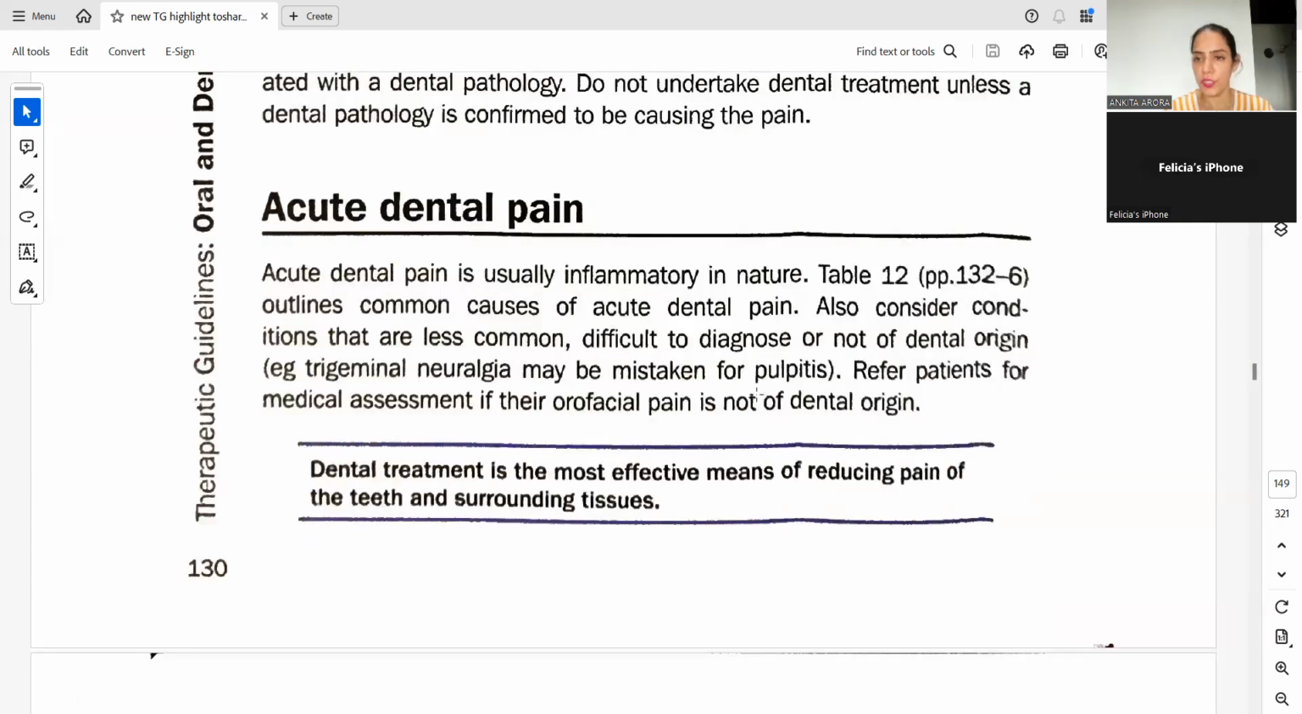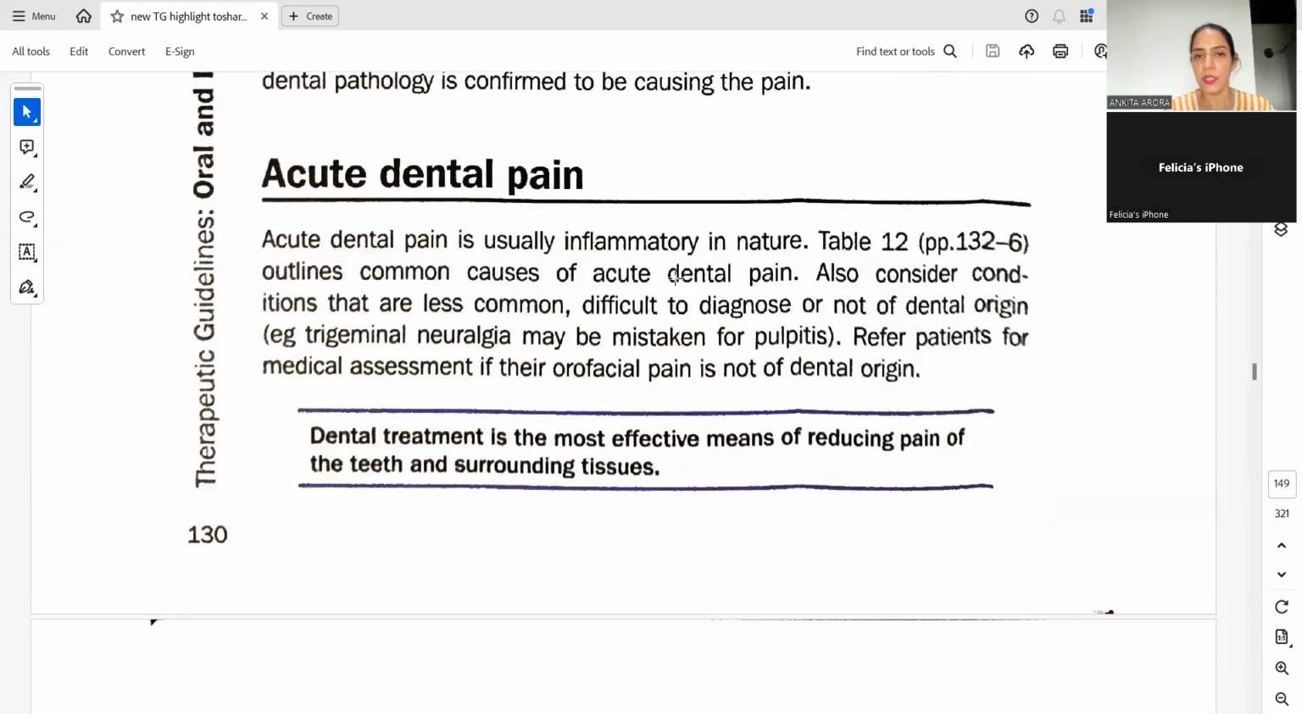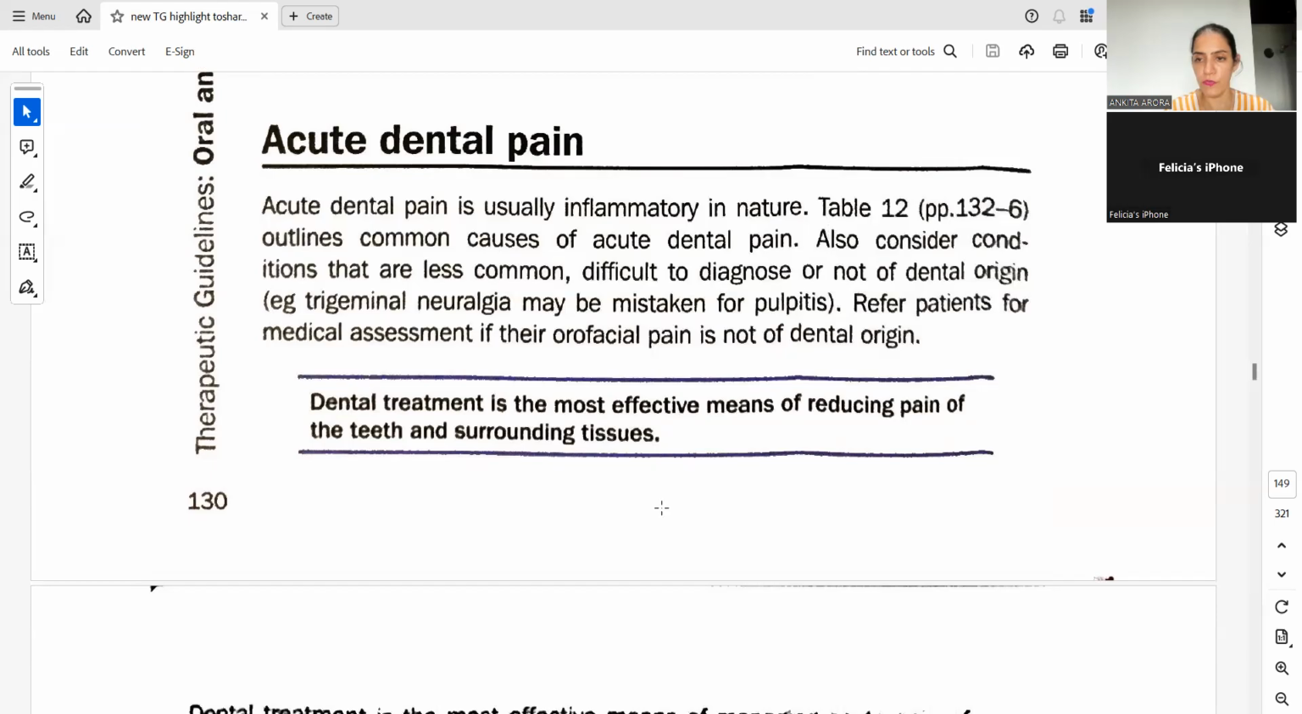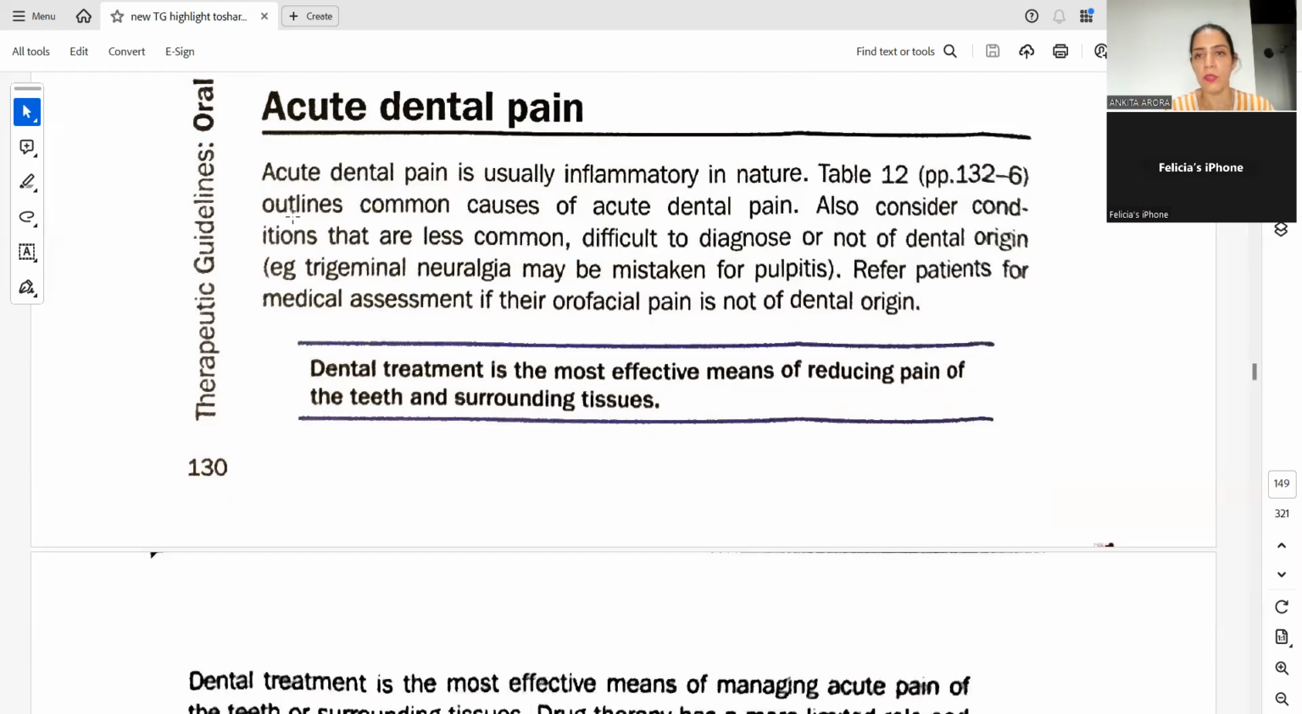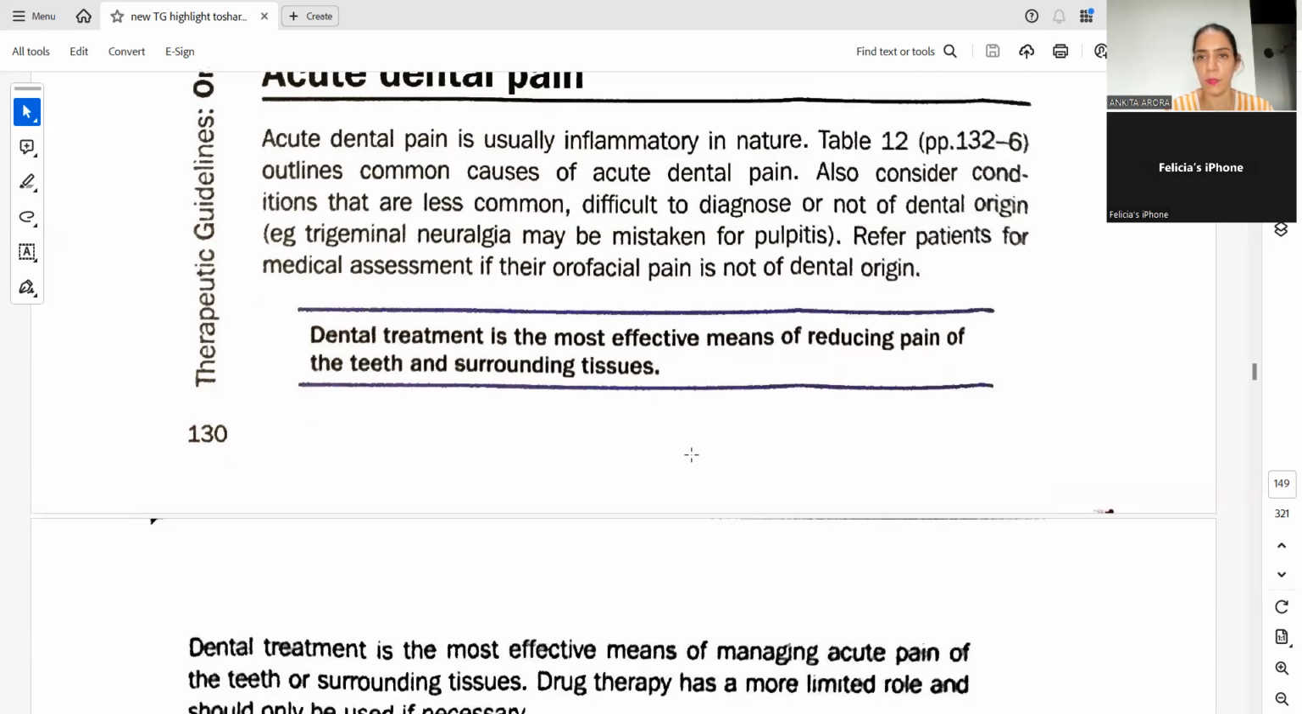Then we have acute dental pain. Acute dental pain is usually inflammatory in nature. We will go through the table ahead, which outlines common causes. We will read the common causes of acute dental pain and also consider conditions that are less common, difficult to diagnose, or not of dental origin. So acute dental pain has odontogenic causes, plus, for example, trigeminal neuralgia, which may be mistaken for pulpitis. Refer patients for medical assessment if orofacial pain is not of dental origin.